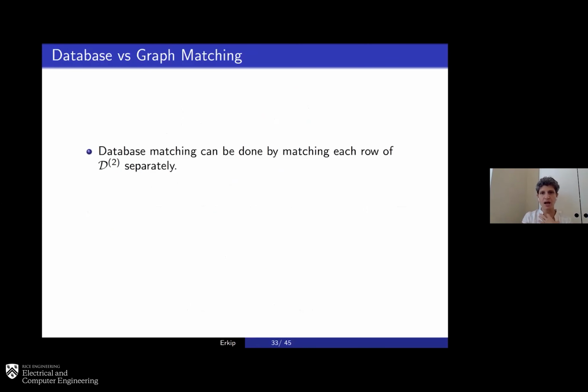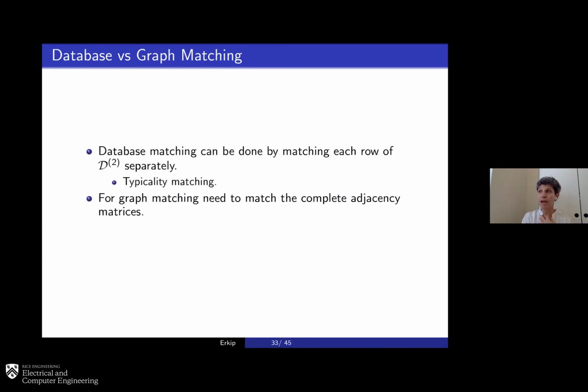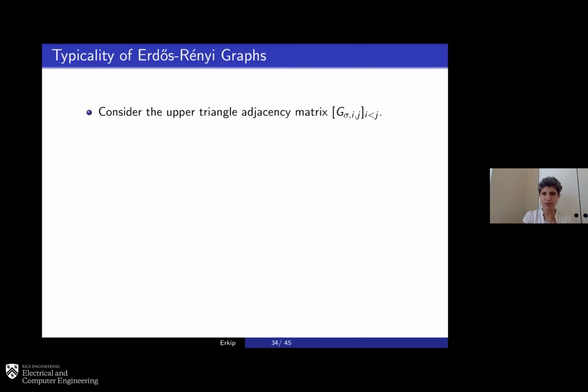So again, database matching versus graph matching turned out to be a little different, because with databases, I only needed to match the rows. For graph matching, I'm going to look at the whole adjacency matrix and see how I can match those. So we're going to have to invoke the notion of typicality of adjacency matrices, how 2 correlated adjacency matrices corresponding to G1 and G2 look alike or not in a stochastic fashion.